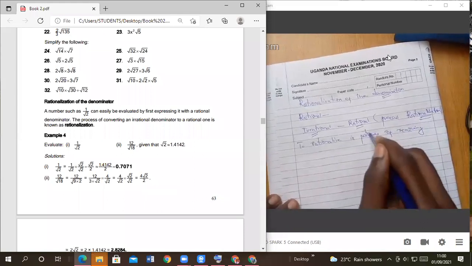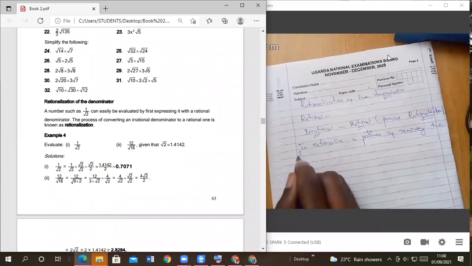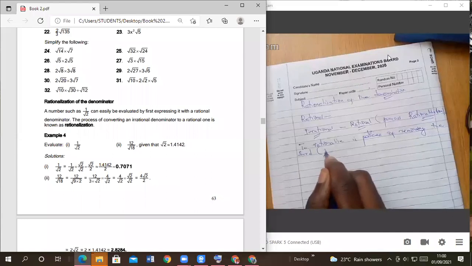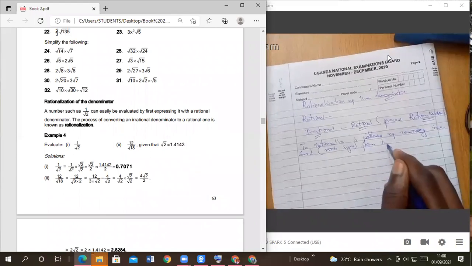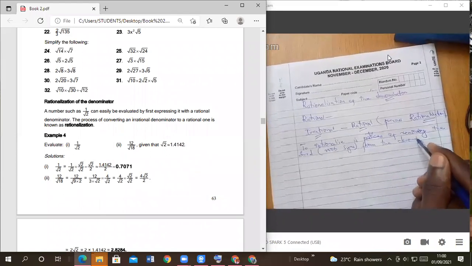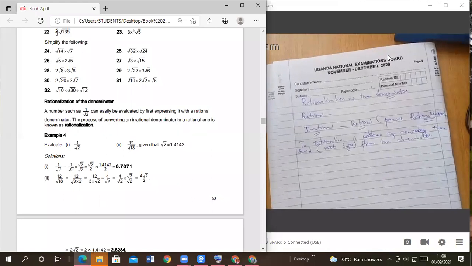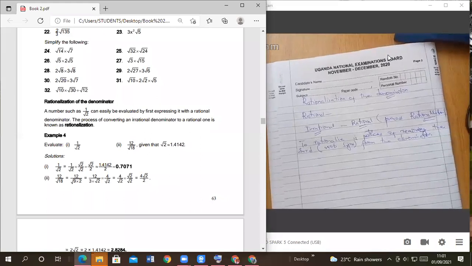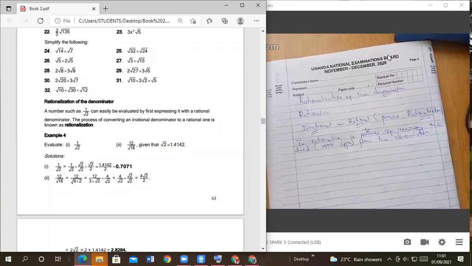the surd, or root signs, from the denominator. So once you remove the root sign from a denominator, we said you have what? Rationalized. That's why we are saying the process of converting an irrational denominator to a rational one is known as rationalization.